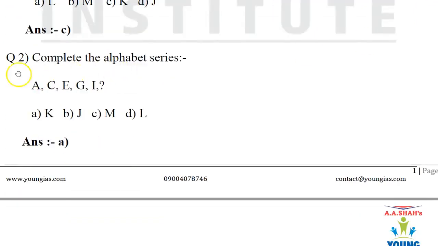Second question. Complete the alphabet series: A, C, E, G, I, and then what next? Here, A and C need to have some relation, C and E, E and G, G and I. A plus what would give you C? A plus 2 would give you C. C plus 2 would give you E. E plus 2 would give you G, and G plus 2 would give you I. So here the sequence of 2, 2, 2, 2 is followed. So I plus 2 would give you the answer here, which is K. That's why the answer is option A, K.